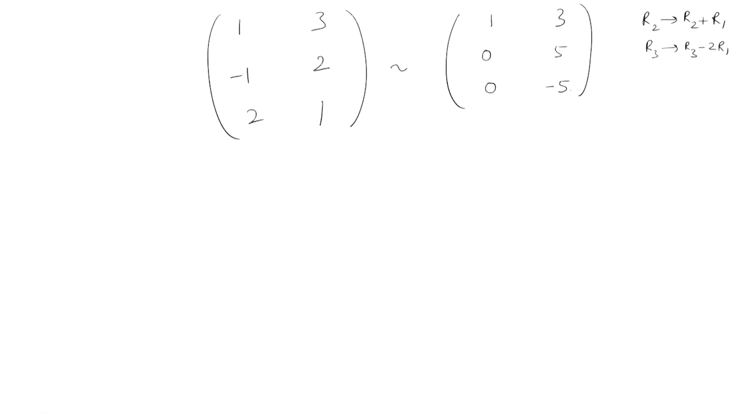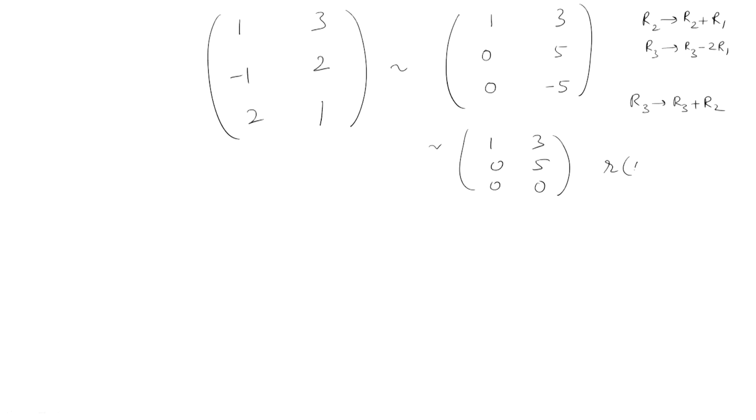Now, this is the first non-zero element, so you will make 0 in the bottom. In the third row again, you will take R3 plus R2. So, what will be the final form? 1 3 0 5 0 0. So, this is the echelon form of this matrix, and what is the rank? The rank will be simply the rank of this matrix. If this matrix is A, the rank of this matrix is simply 2, because the number of non-zero rows is 2.